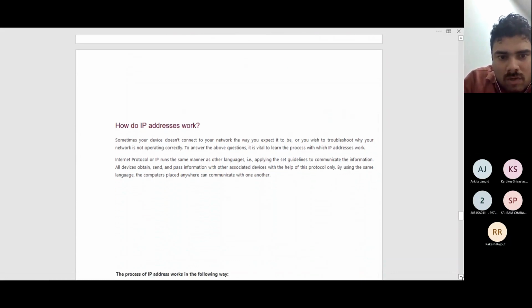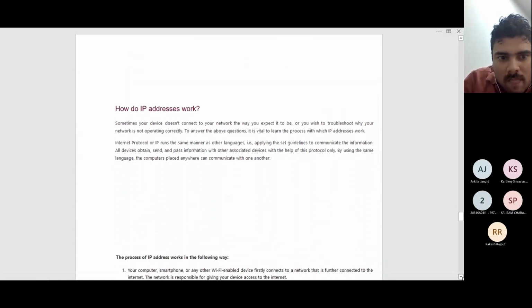So how do IP addresses work? Sometimes your device doesn't connect to your network the way you expect it to, or you wish to troubleshoot why your network is not operating correctly. To answer the above question, it is vital to learn the process by which IP addresses work.